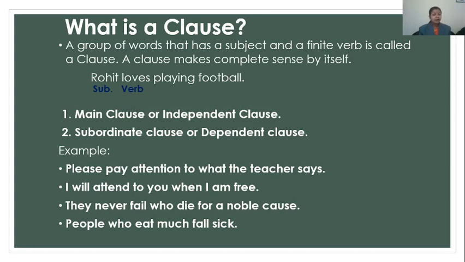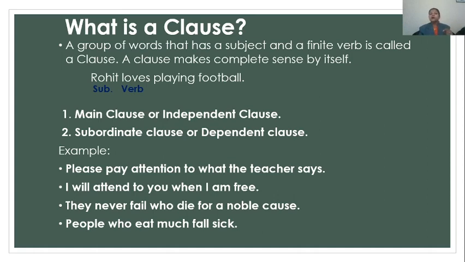Here I am talking about the finite verb, not the non-finite. Non-finite is not being discussed here. Rohit loves playing football. This group of words has a subject. It also has a verb and it is complete in sense also. So we can call it a clause and we can also call it a sentence.